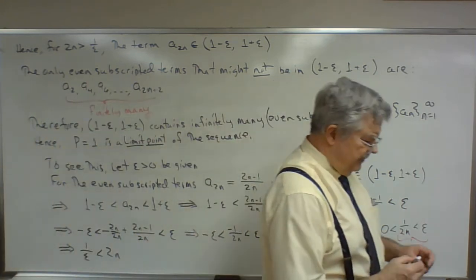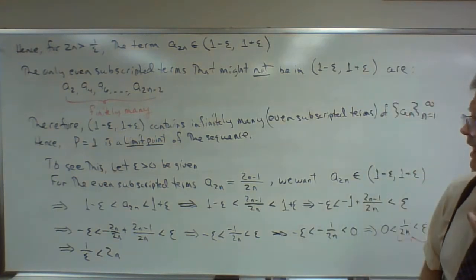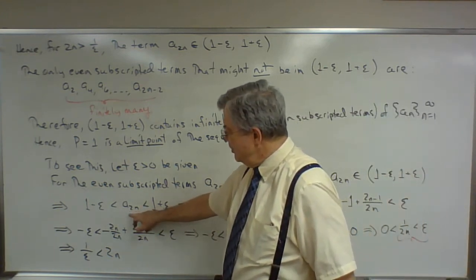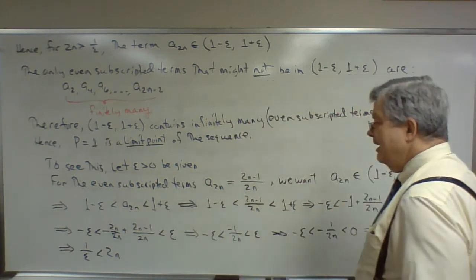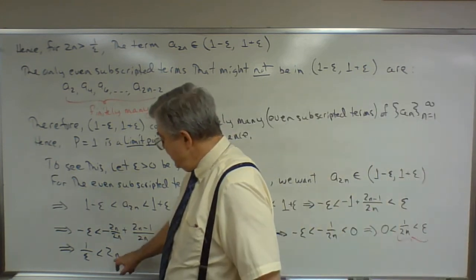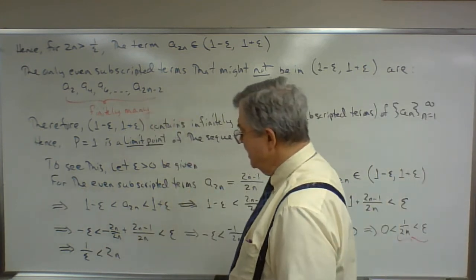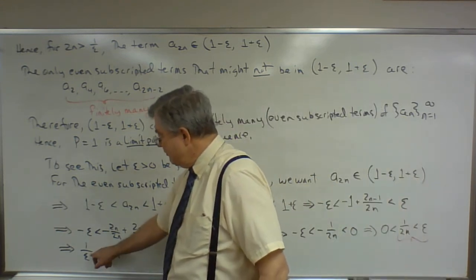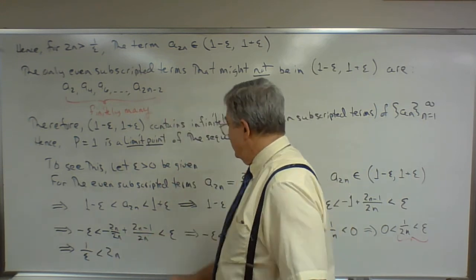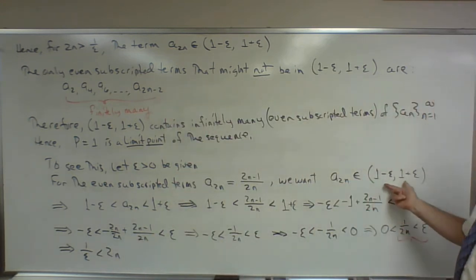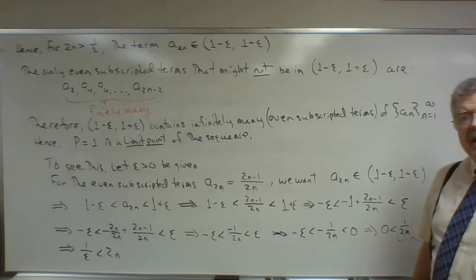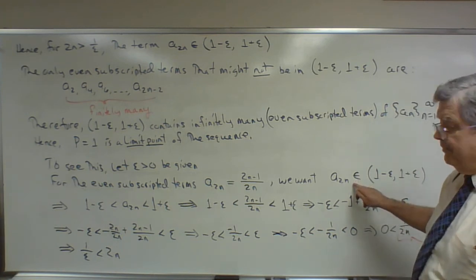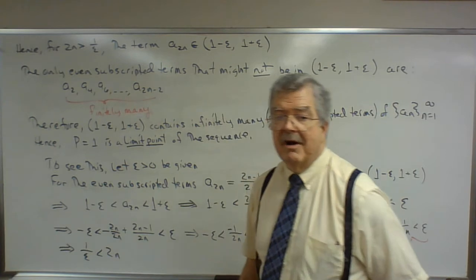And let me make up for something else that I should have done, but I didn't. I assumed that a sub 2n was in this interval and arrived at the conclusion that 2n was greater than 1 over epsilon. Now, I didn't actually go back and show that if 2n is greater than 1 over epsilon, it turns out that a sub 2n is in this interval. So what I'm going to do is acknowledge that all of the steps that I took from here down to here are reversible.